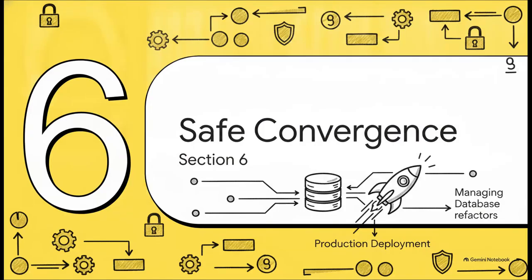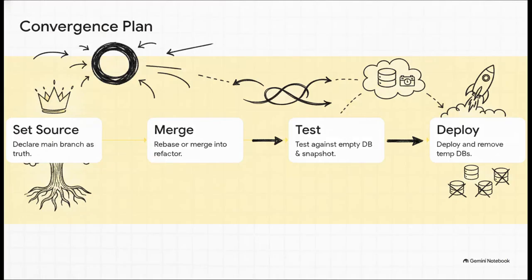And finally, Section 6, Converging before the release. Let's zoom out a bit. How do we bring these isolated realities back together for a real production deployment? Remember, isolation is a development technique, not a deployment strategy. When you are actually ready to merge, you need a highly safe convergence plan. First, declare the main branch as the ultimate source of truth.